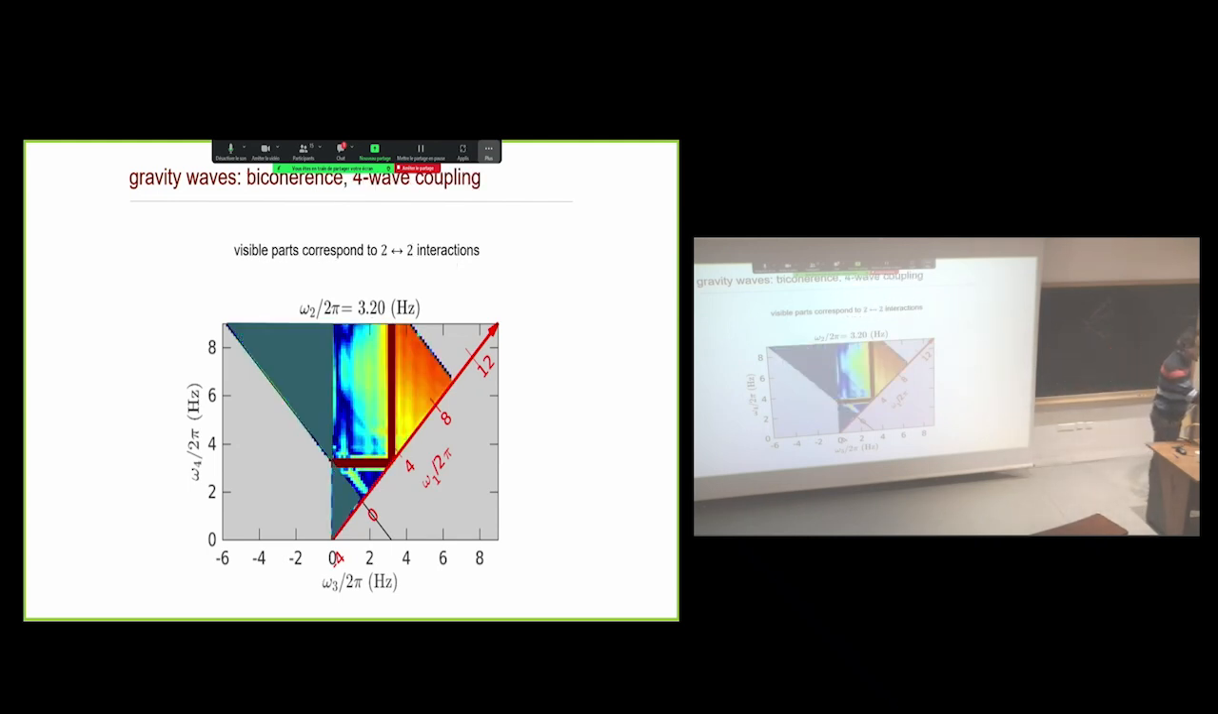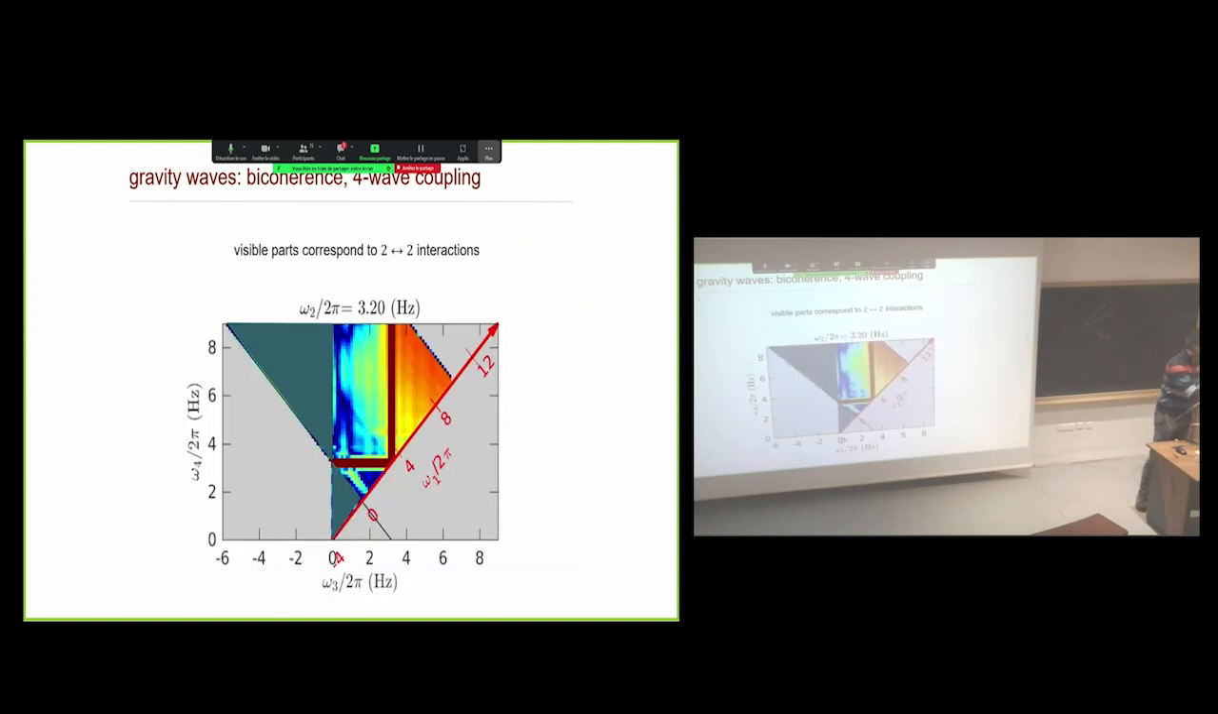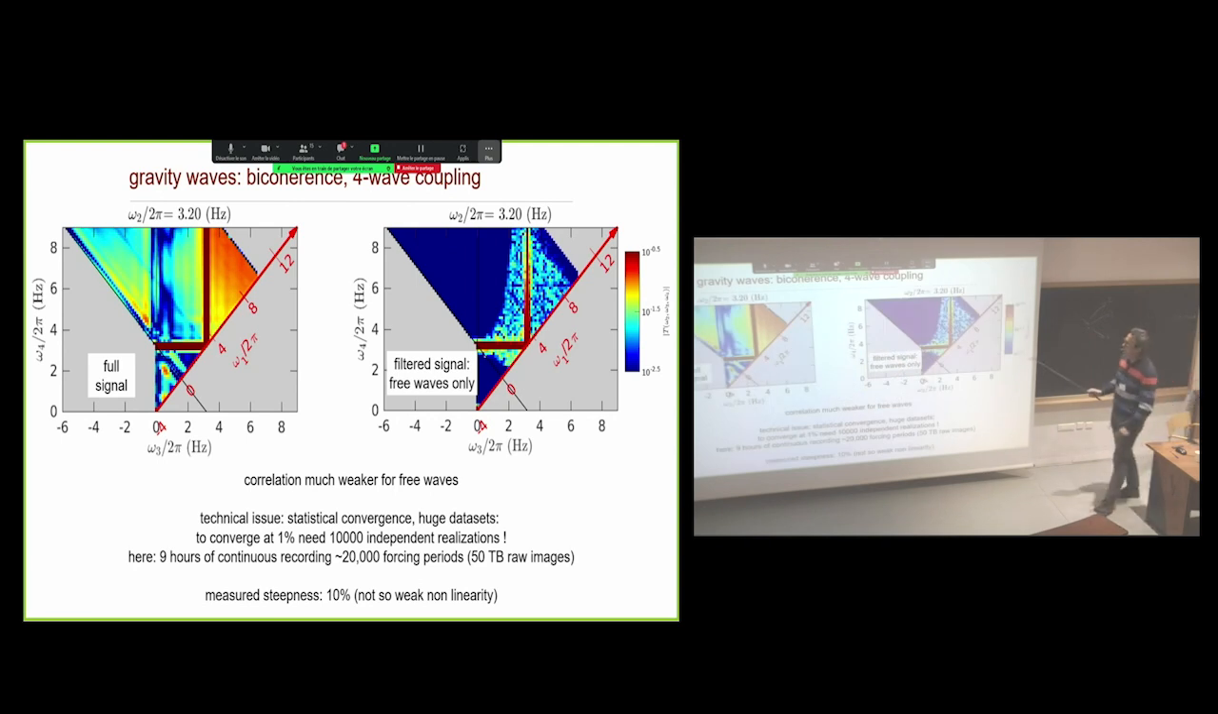If I filter out the bound modes, again, I get a very different picture than this one for the full field. The 3-to-1 resonance vanishes, of course, because for the free waves there are no resonances in this part, and most of the coherence is removed when you go to free waves.